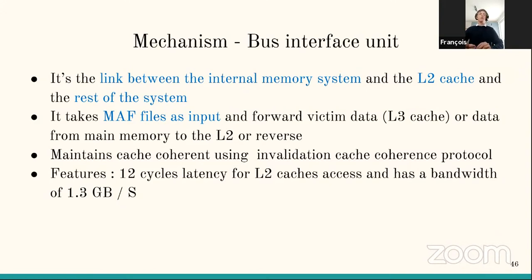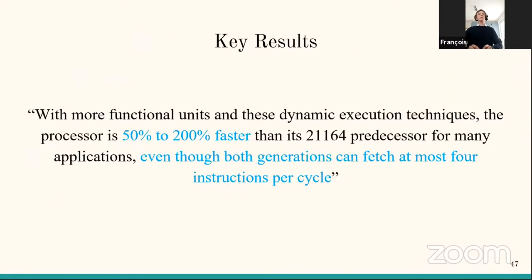The role of the bus interface unit is also to maintain cache coherence, and it needs 12 cycles of latency for an L2 cache access. The bandwidth capacity is very high, with 1.3 gigabytes per second, which is really a lot. So we move to the key result of the processor.